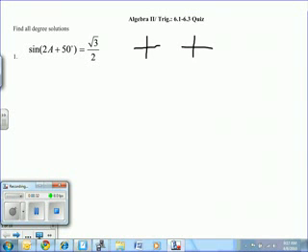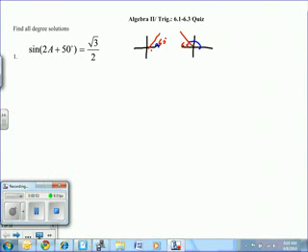And where is sine positive? Which quadrants? 1 and 2. So it is 1 and 2. And where does sine equal square root of 3 over 2? 60 degrees. So we can figure out what these angles are here.